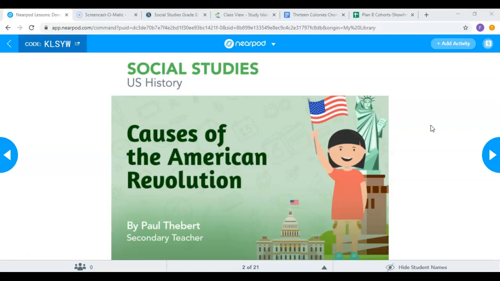All right, so this is Causes of the American Revolution. And it's meant just to kind of refresh your memory on the causes of the American Revolution, because you probably have talked about this in previous grade, maybe 5th grade. So here we go.